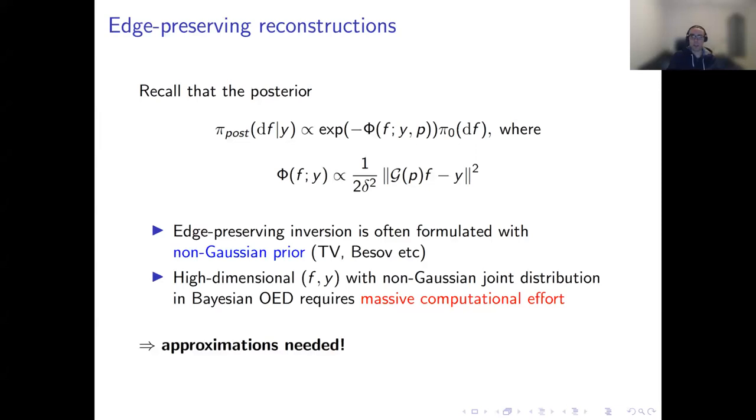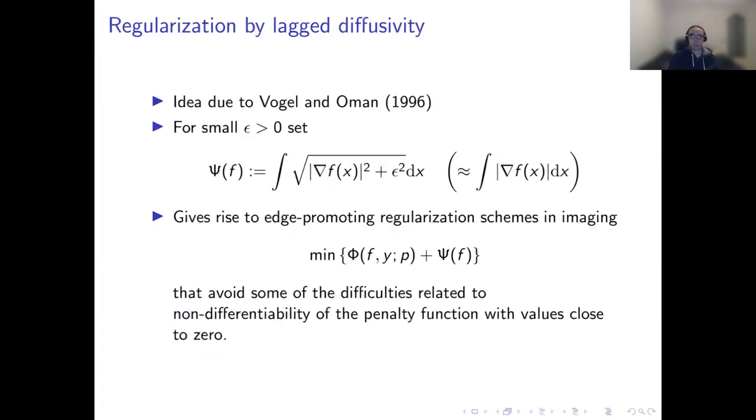However, for a high dimensional inverse problem, having this non-Gaussian joint distribution means that I have to go into this Monte Carlo business, and having a high dimensional problem, there's massive computational effort that awaits me. So some approximations are needed, and our idea was that we want to do some sort of variational approximations by Gaussian distributions in order to get to the setup where we can explicitly solve these utility functions. This idea of lagged diffusivity is something that works very well. So let me briefly describe it.